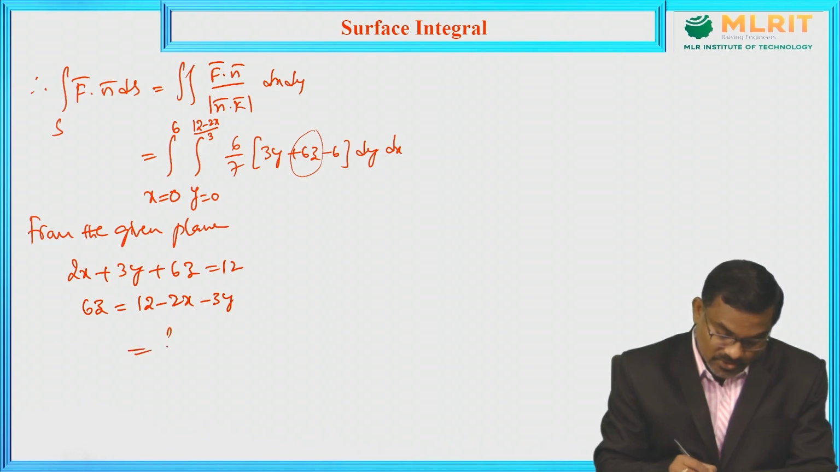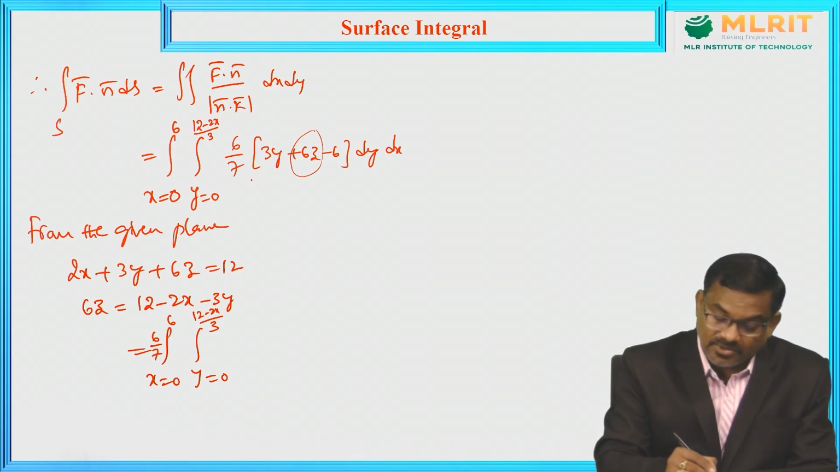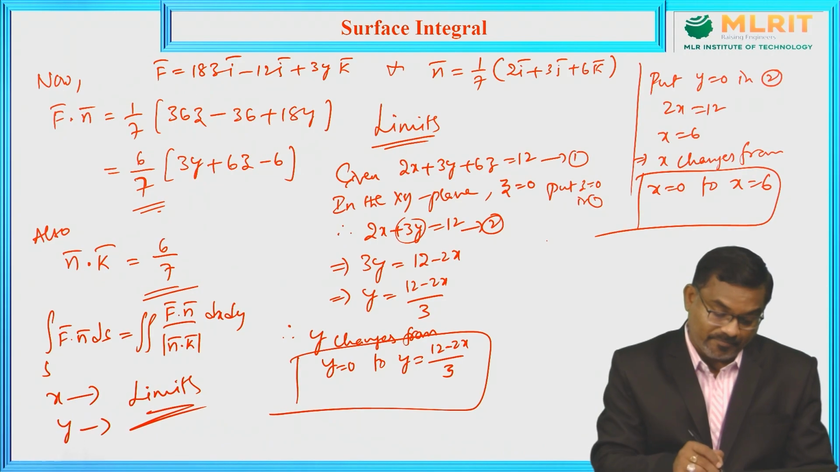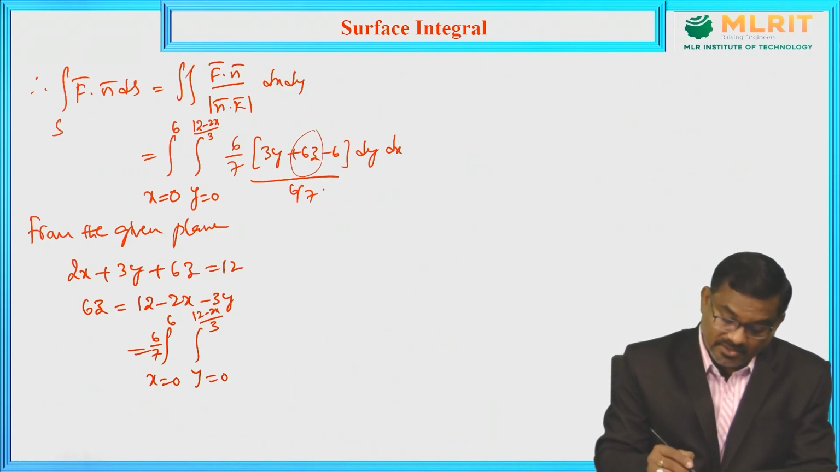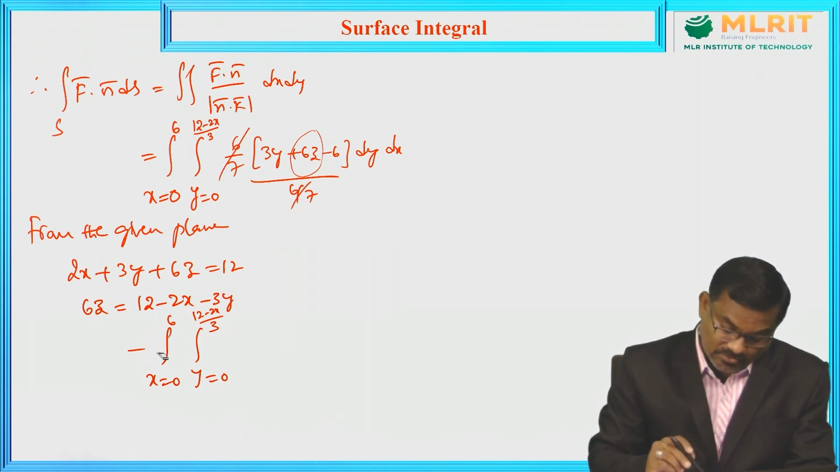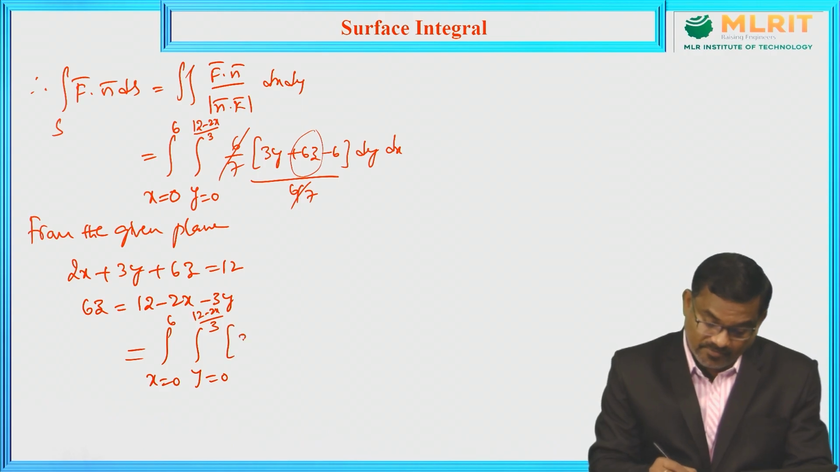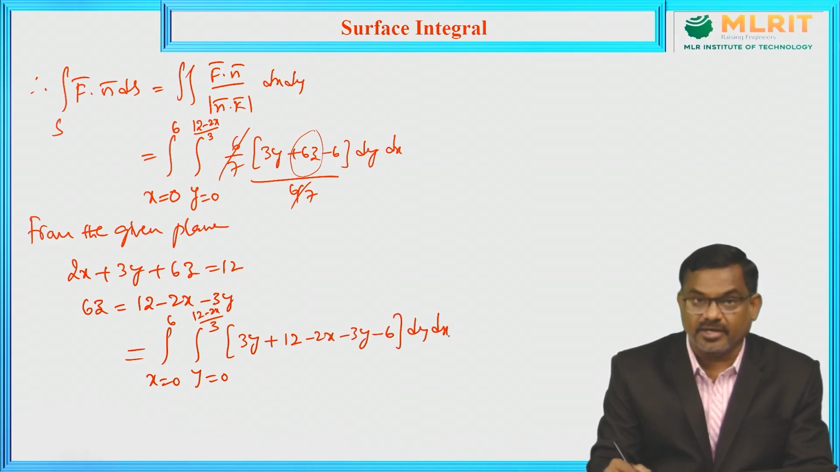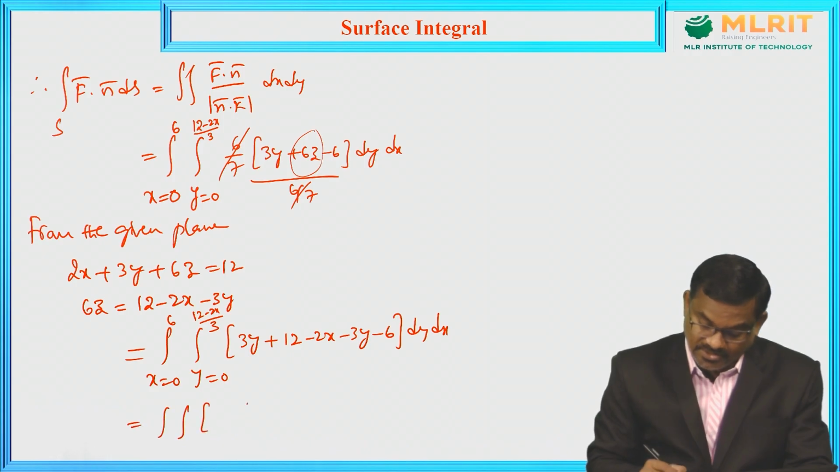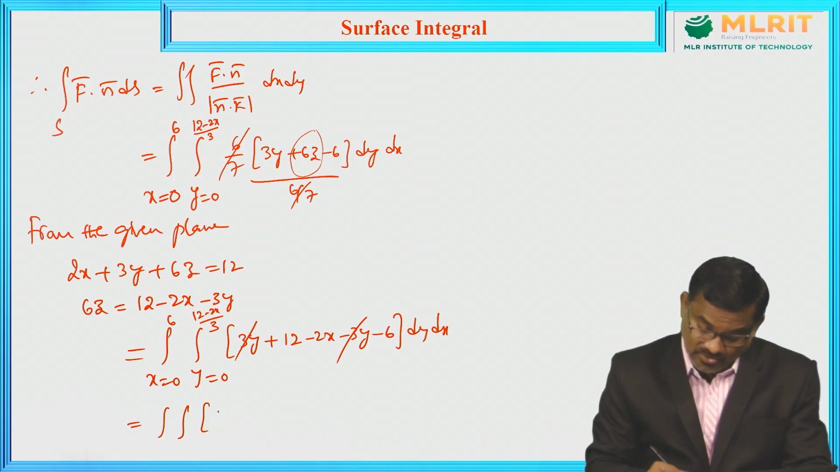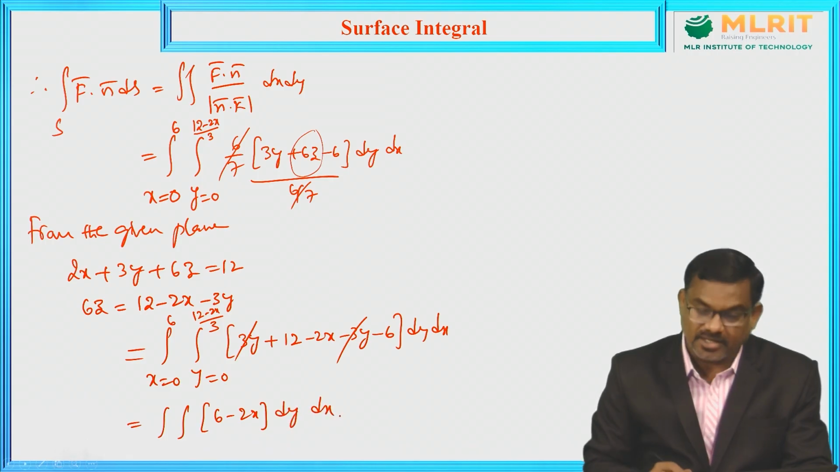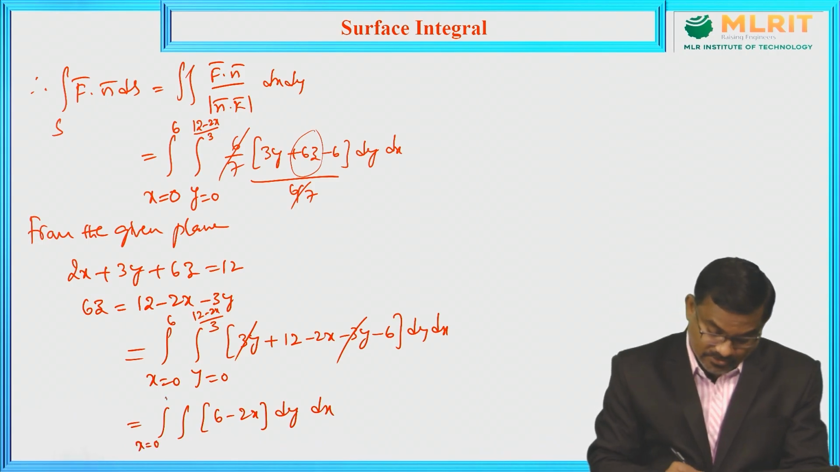So, therefore, that is equal to integral x from 0 to 6, y from 0 to 12 minus 2x by 3, 6 by 7 is constant. And here, we are missing n bar dot k bar also. What is n bar dot k bar? 6 by 7. So, simply these two get cancelled. So, here there is no constant term. So, 3y plus 6z is 12 minus 2x minus 3y minus 6 dy dx. Let us simplify this: 3y minus 3y cancel. So, 6 minus 2x, first with respect to y, then with respect to x. So, x from 0 to 6, y from 0 to 12 minus 2x by 3.